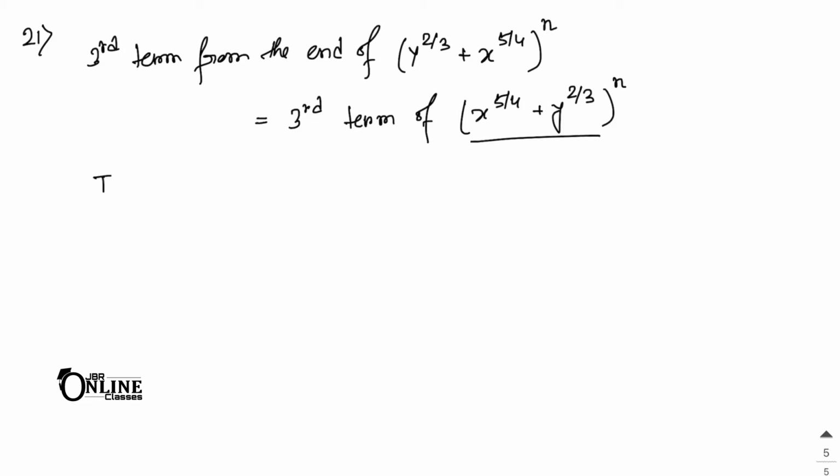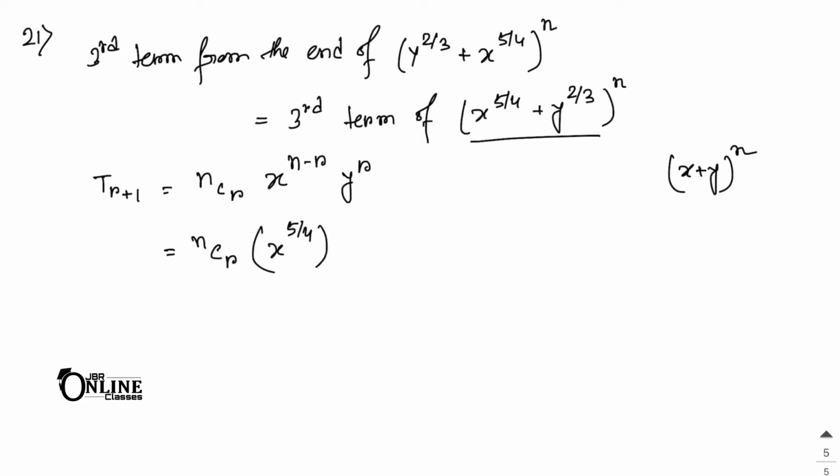So as you know, T(r+1) equals nCr x^(n-r) y^r, when (x + y)^n is the given expansion. So here n means n, so it will be nCr, and x means x^(5/4) whole to the power n minus r. Here y means y^(2/3) whole to the power r. Okay, I hope it's clear.